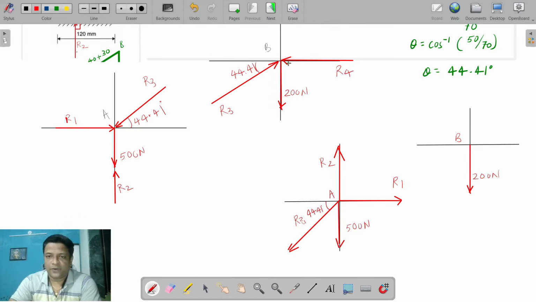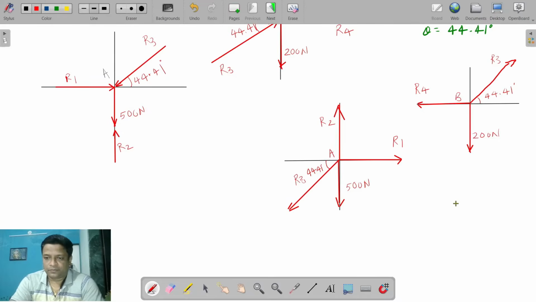Then the reaction force R4 will be shifted here. So this is R4. Put the name R4 here. And R3 will be shifted in this direction. This will be your R3. Angle of R3 will be the same, 44.41. Don't think about the opposite angle at all. Every time it will remain 44.41. Okay, so we'll have here figure A and figure B.